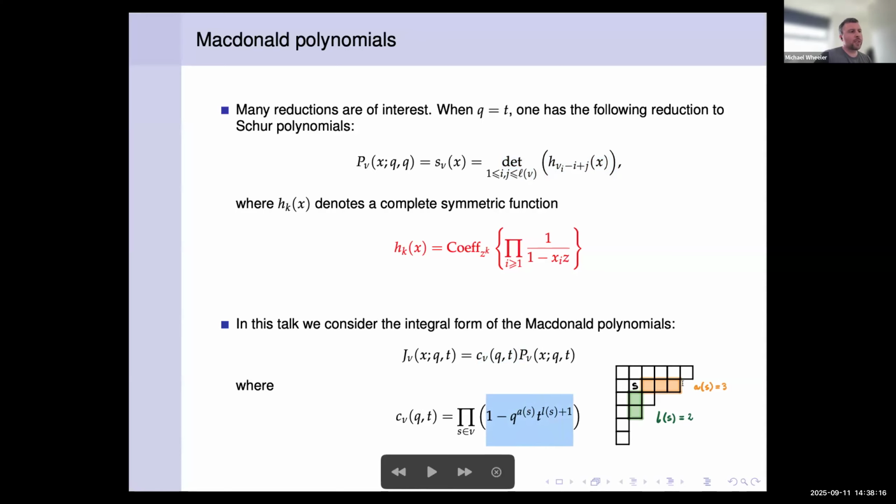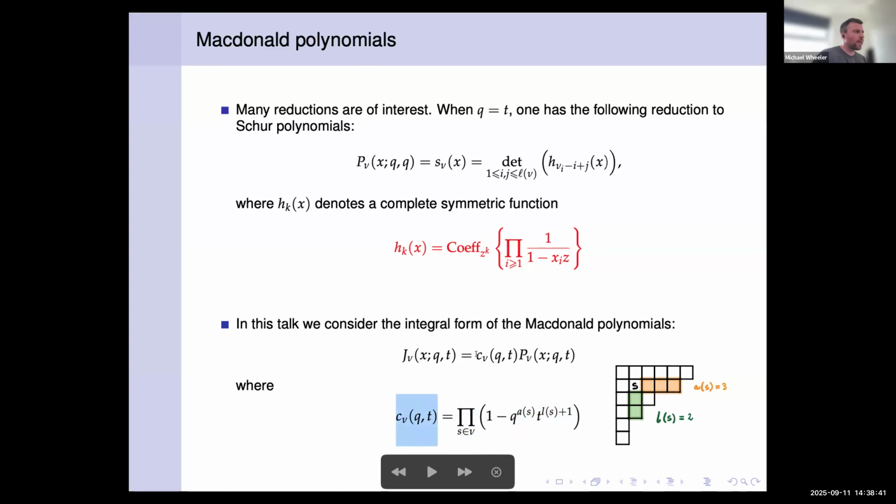This is a combinatorial expression. It's a polynomial in q and t, and you get this essentially by taking your Young diagram and looking at a given box in the Young diagram and working out its arm and leg lengths, which are indicated here, and those become then the exponents of this q and t parameter corresponding to that particular factor. And then you take the product over all squares in the Young diagram, and that's the definition of this thing.